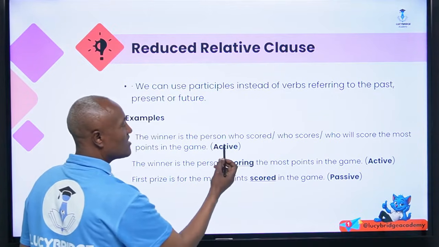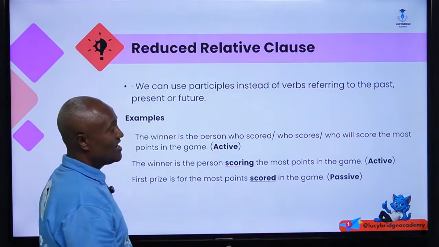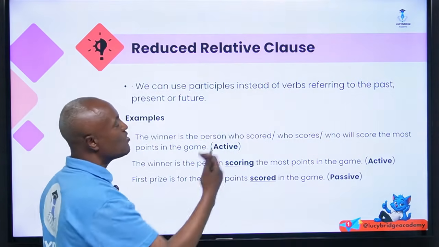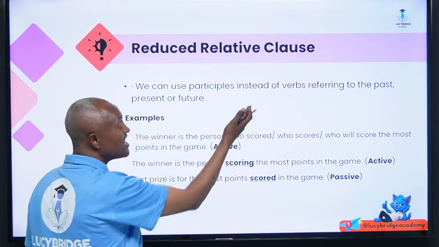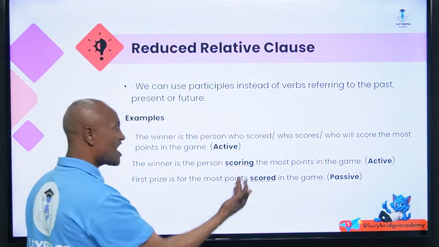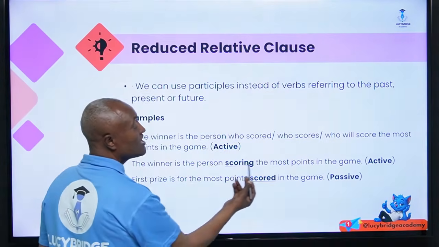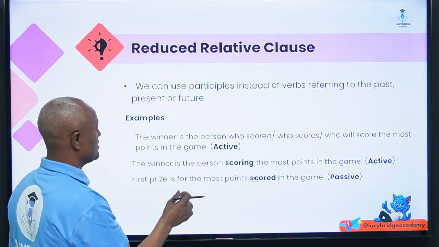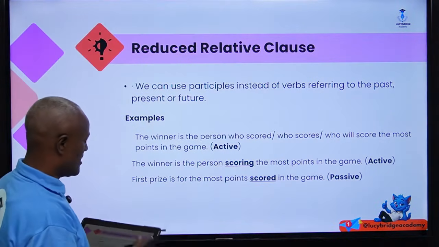So this one, who scored the most points in the game, is active, and who scores the most points in the game is active, and who will score the most points in the game is active. So if it is active, we reduce the relative pronoun and change the main verb to -ing, and it becomes: the winner is the person scoring the most points in the game. But if it is passive, yes, first prize is for the most points. Sorry, here.